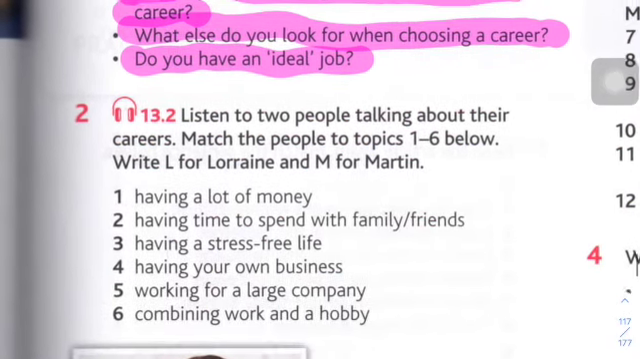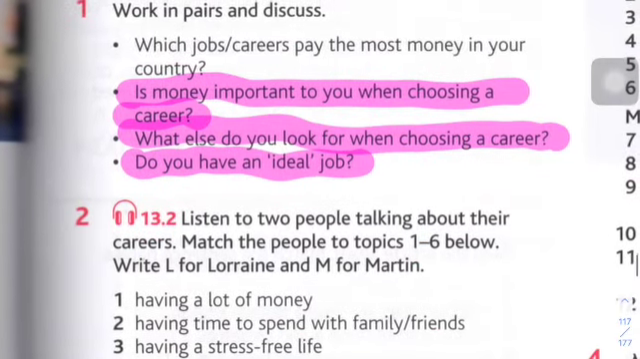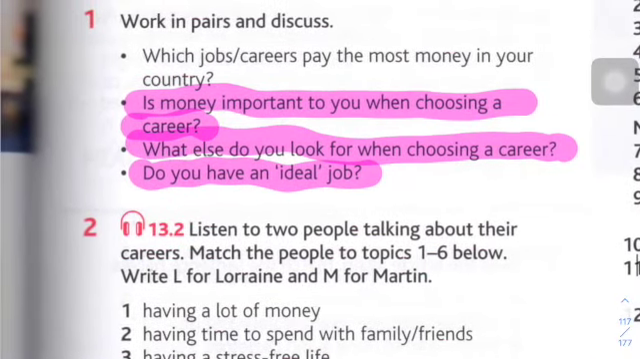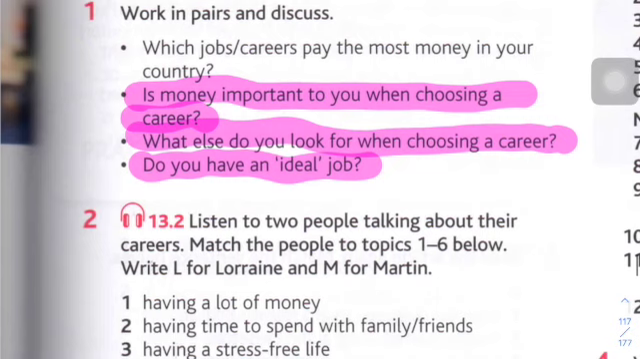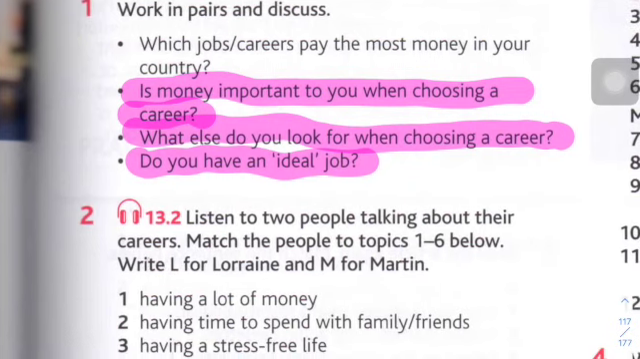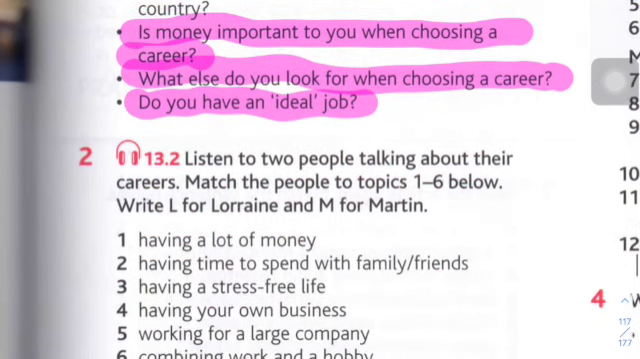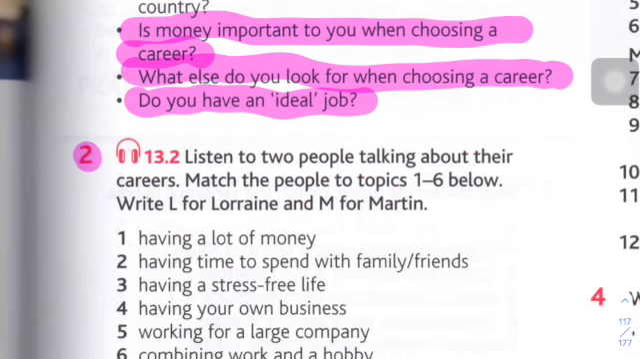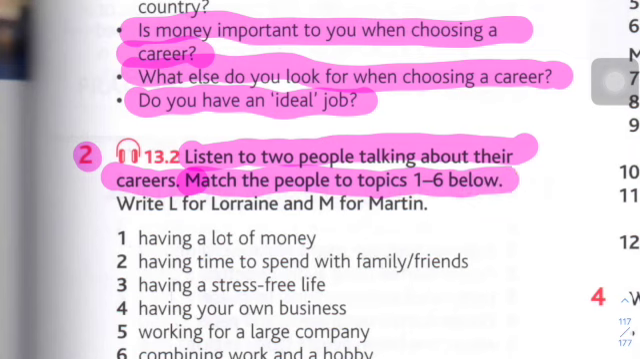Good. After answering the questions, which I'm totally sure you are answering, probably if not mentally, you're going to write them down in a notebook, which I recommend you do. We're going to do exercise number 2. It says, listen to two people talking about their careers. Match the people to topics 1 to 6 below and write L for Lorraine and M for Martin.